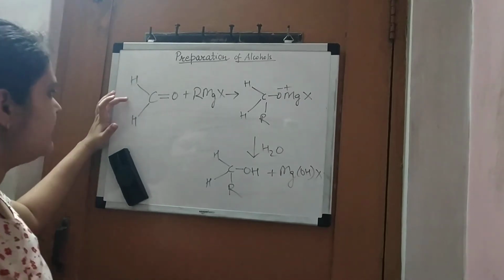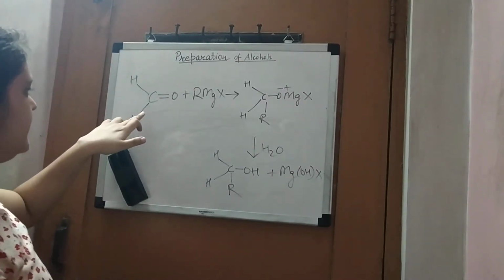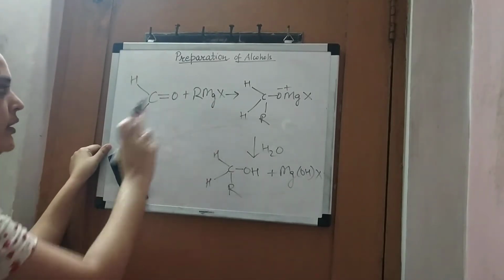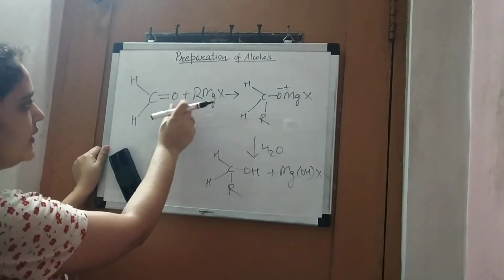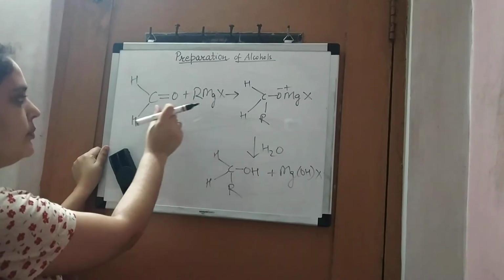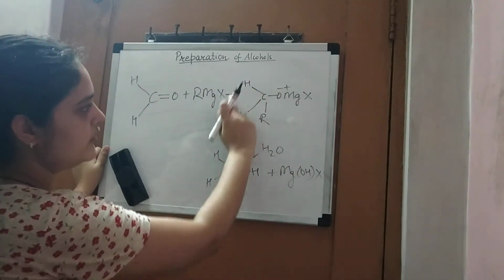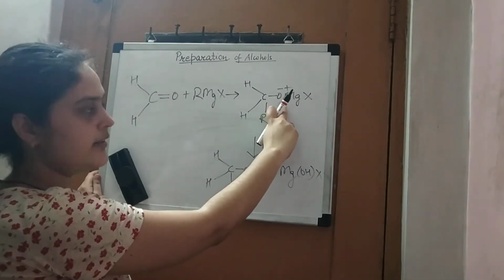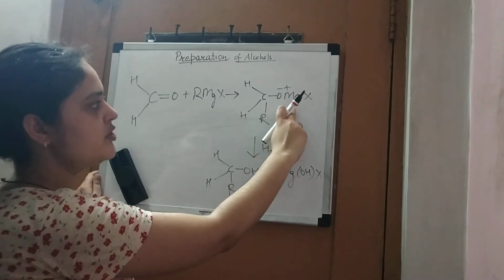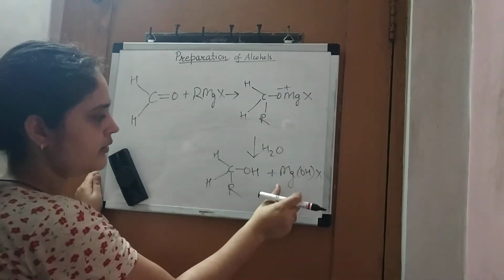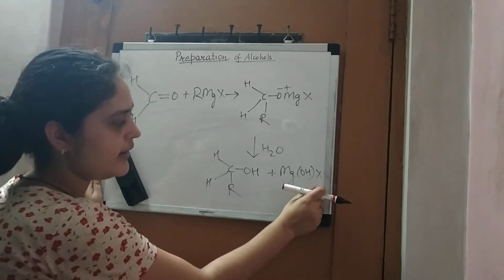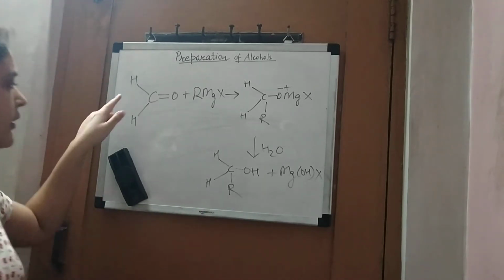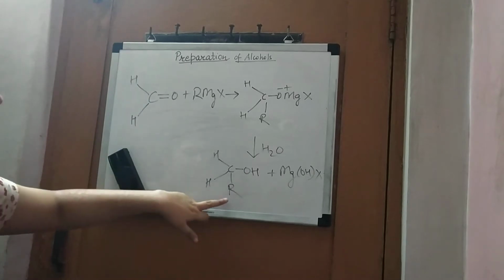So we are taking formaldehyde first, HCHO. We are now adding the Grignard reagent to it. What will happen? First, this MgX will attach to the oxygen, and the R alkyl group will attach to carbon. So this adduct will be formed, and then when we add water to it, hydrogen will get attached to the oxygen atom, and MgX will be removed, and the byproduct Mg(OH)X will be formed. So this is the alcohol you will get from formaldehyde, a primary alcohol.